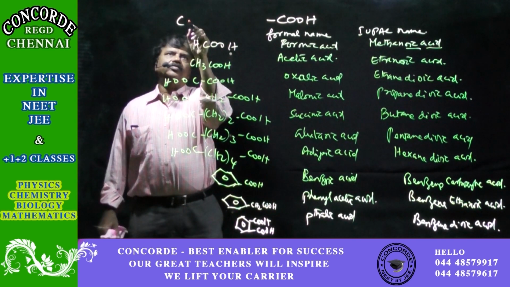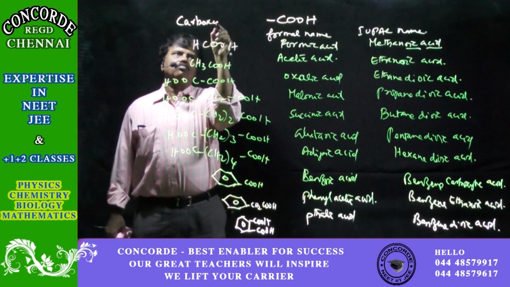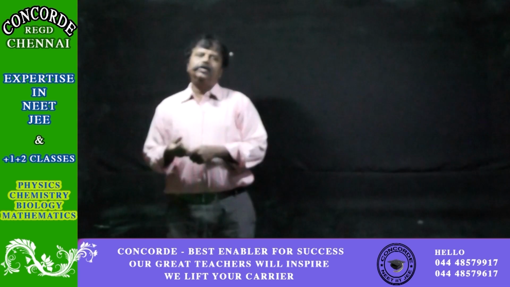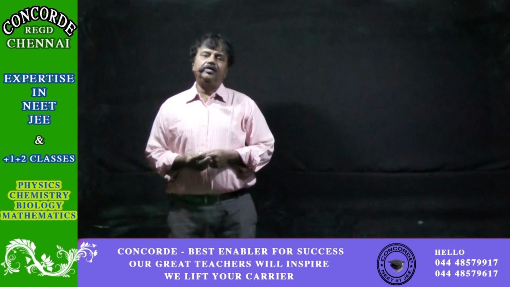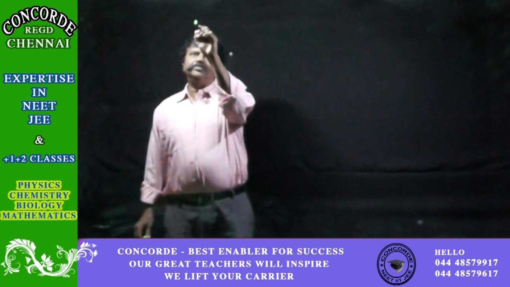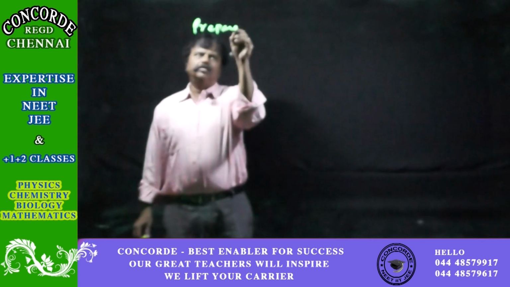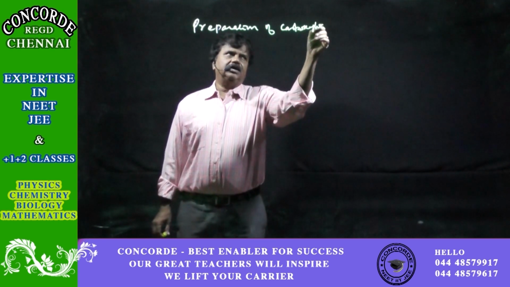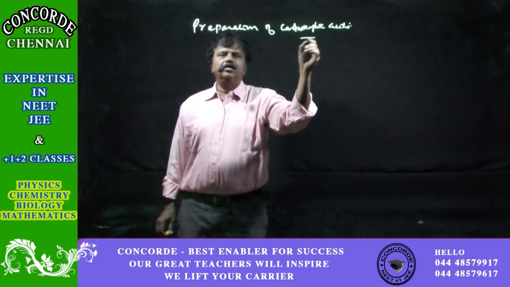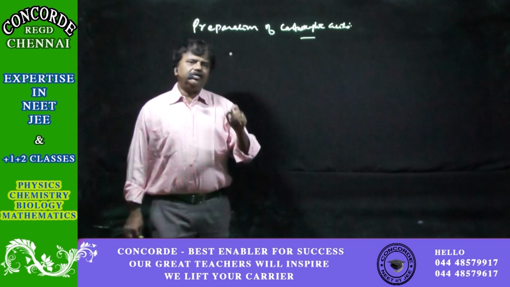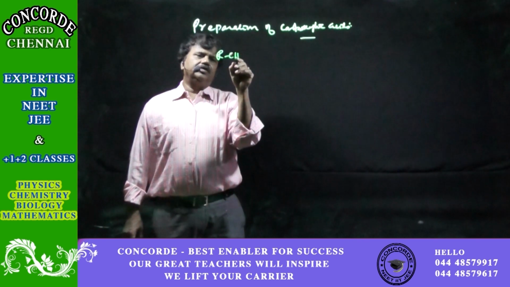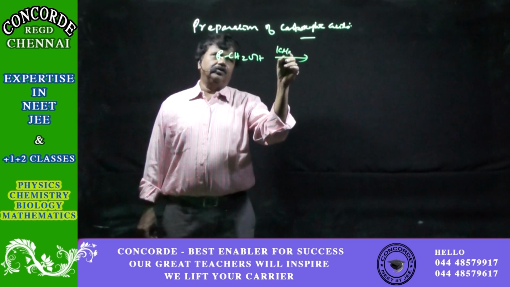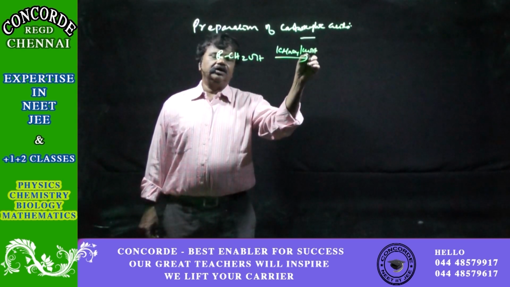The heading is carboxylic acids. Now let us see the preparation of carboxylic acids. Carboxylic acids are prepared from primary alcohols or aldehydes on oxidation with KMnO4 in alkaline or acid medium.